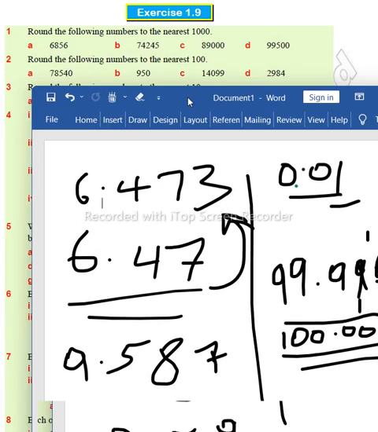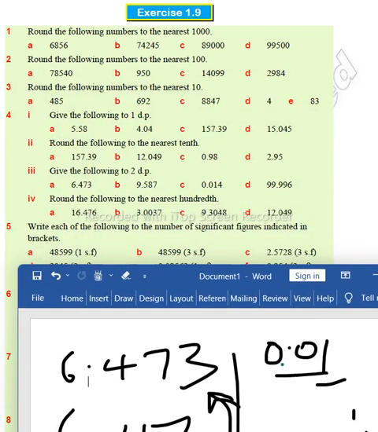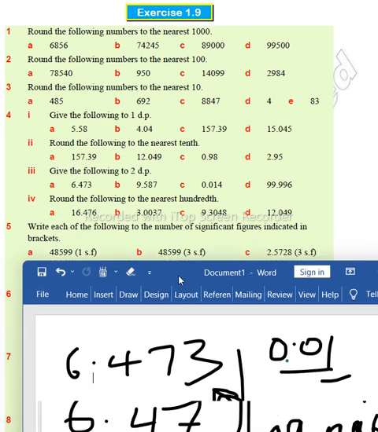And we move to Roman number 4. Round the following to the nearest 100. Let us select only two: A and C. Let us do A and C only.